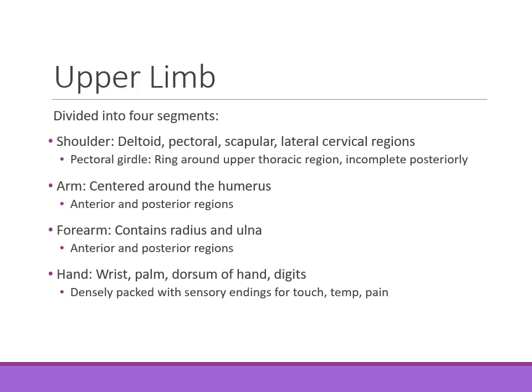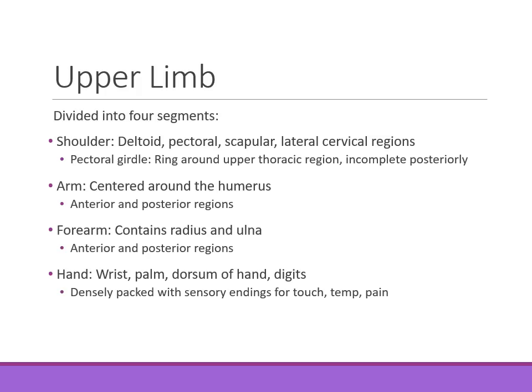The anterior regions contain the flexor muscles. The posterior regions contain the extensors. The forearm is the antebrachial area, or the area between the elbow and the wrist. The forearm contains the radius and the ulna, and it's also divided into anterior and posterior regions. Again, the anterior regions contain mostly flexors, and the posterior regions contain mostly extensors.